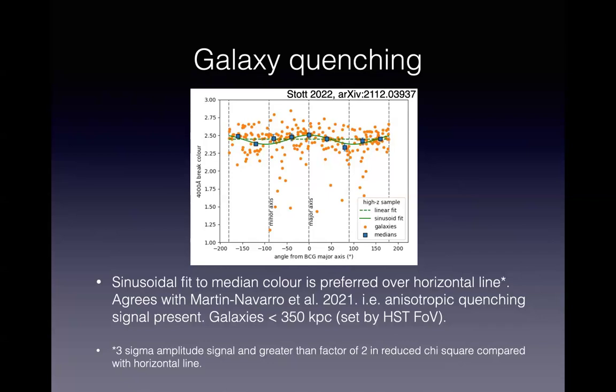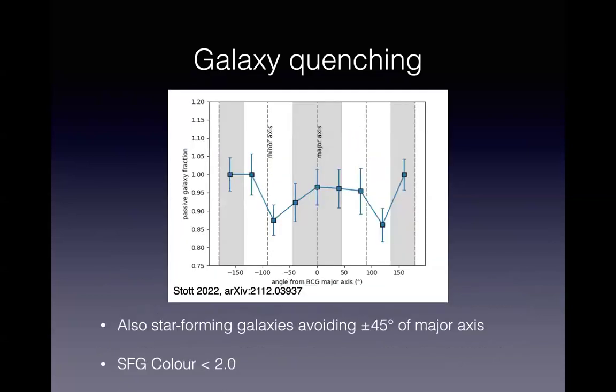Now this was limited because we used HST. We're limited by the HST field of view, so all we could do is look at things within 350 kiloparsecs of the BCG, but we do still see, not a strong signal, but we do see an anisotropic signal there. If instead of looking at color, we look at quenched fraction, so the number of passive galaxies to the total number of galaxies, you can see that again on the major axis here is this gray region.